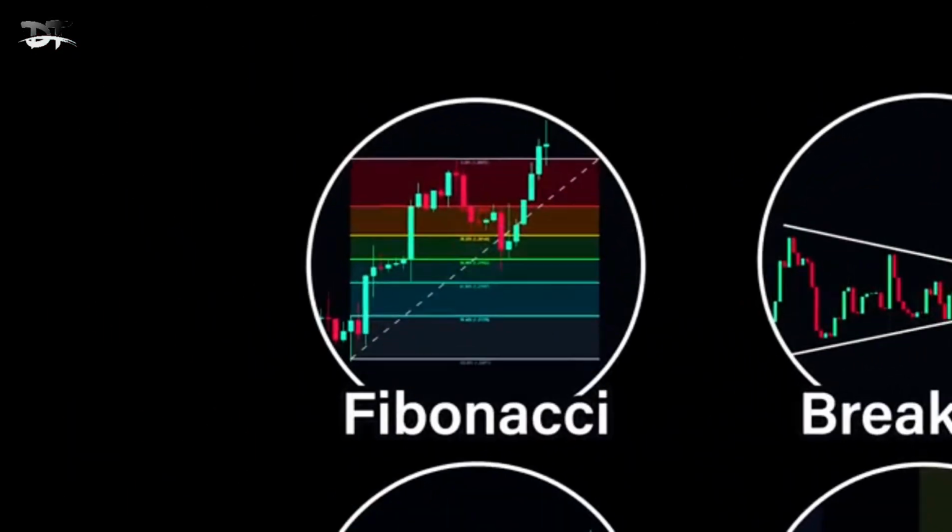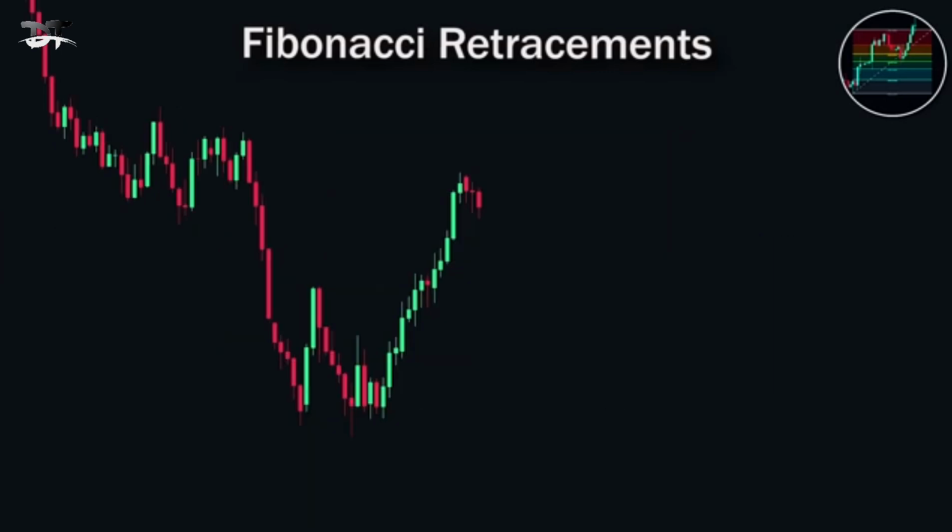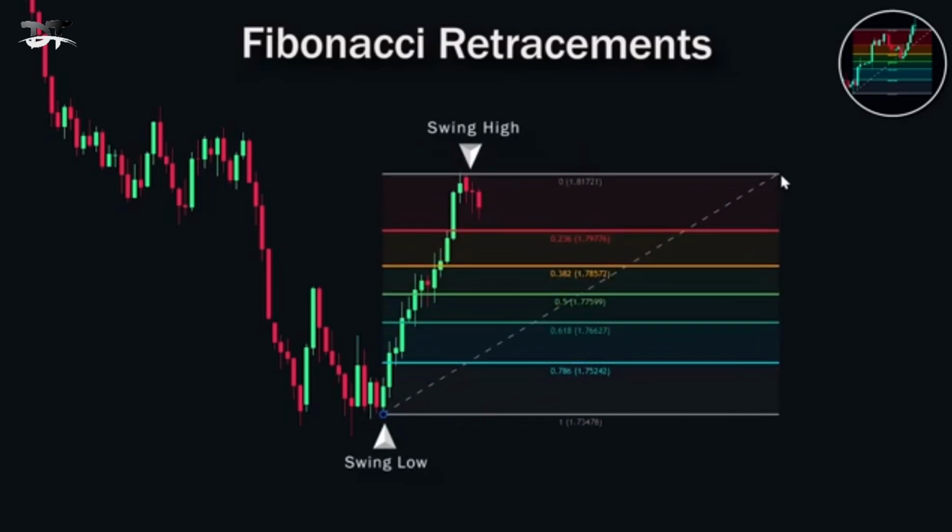Fibonacci retracements. It is a tool that displays horizontal lines based on the Fibonacci numbers. These lines could then be used as key support and resistance levels. To use the Fibonacci retracement tool, you first start by identifying a swing low and a swing high on a chart. Then, drag the tool from the swing low to the swing high.